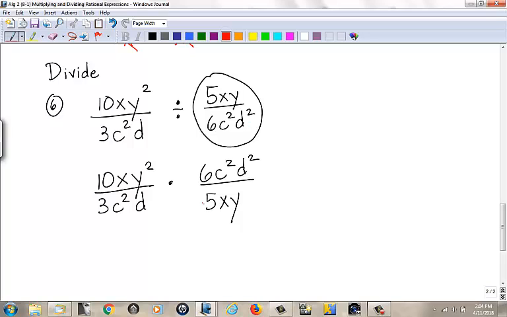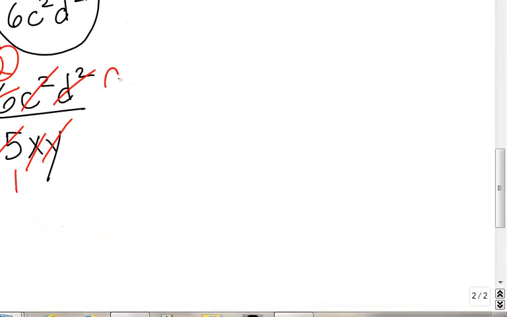Okay, so if I'm reducing this, I can reduce the 5 and the 10. I can reduce the 3 and the 6. So I have that left. I can reduce the x's, they divide out. I have a y and a y squared. What's that? I have a y left. The c squareds, don't say they cancel. Cancel in math means subtraction. Say they reduce, they either reduce or they divide out. Okay, and these will reduce.